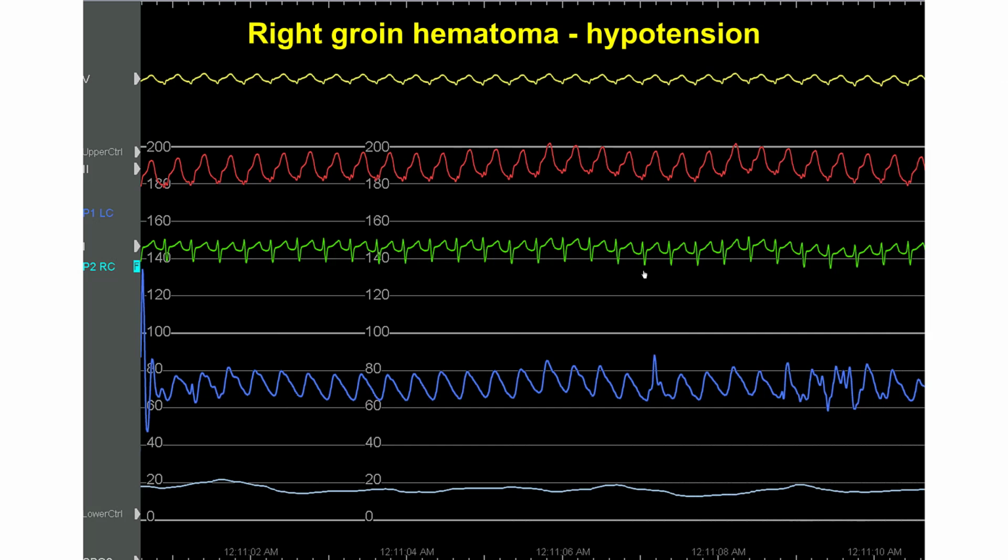However, when the sheaths were pulled, there was formation of a large hematoma on the right groin. At this point, the patient started crashing. He did have significant hypotension. You see the systolic is down to the 80s. We still have ST changes, ST elevation in the red as well as the yellow lead.